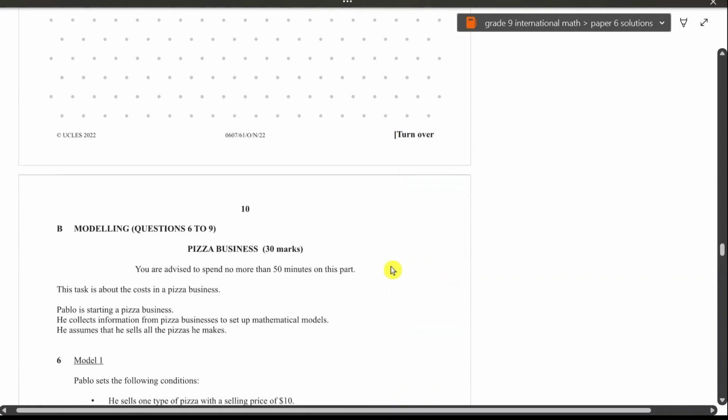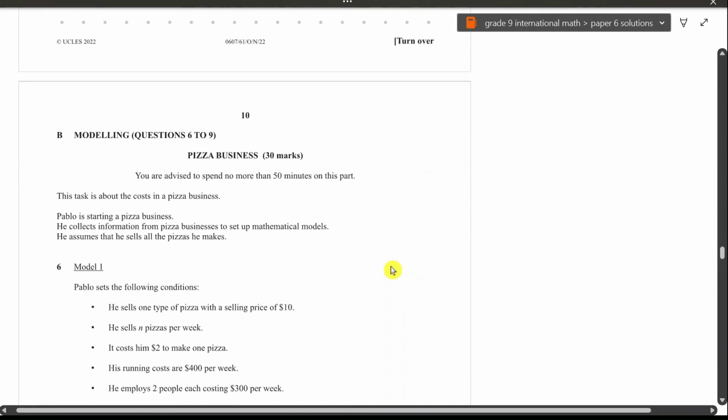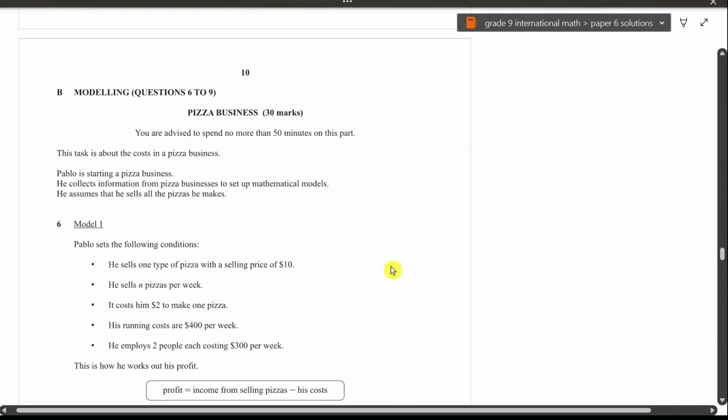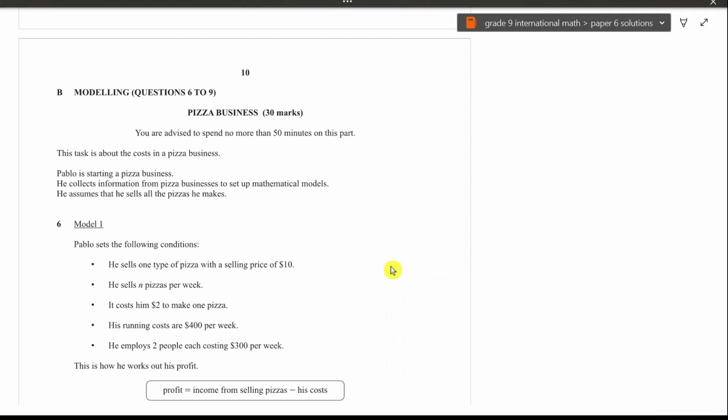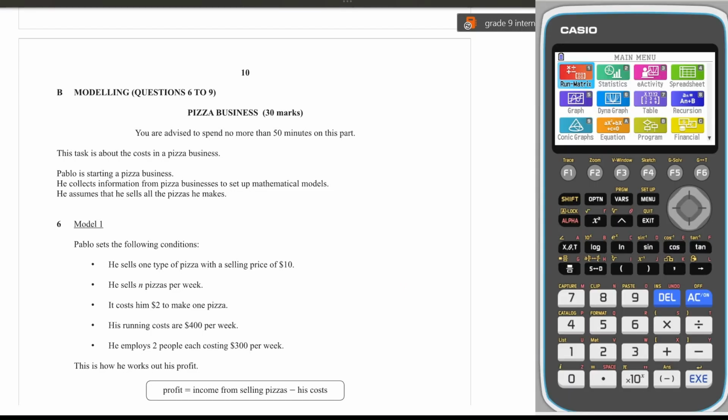Now let's go to the modeling. There is a part B, which is also for 30 marks. You will definitely need a GDC here. So I'll just keep the GDC ready right away over here. Okay, let's read this question now.